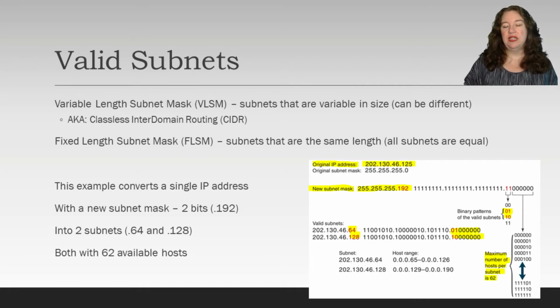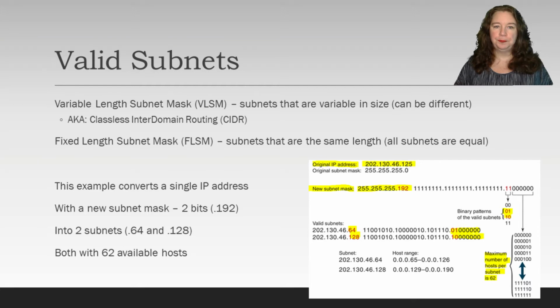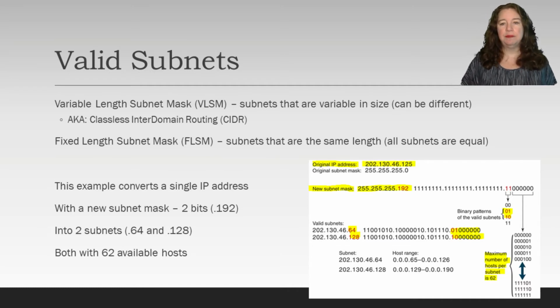The example that I've given here out of the book, so you can follow along in the book, converts a single IP address into 2 new subnets. In this situation, we started with 202.130.46.125. That was our base IP address. We had 255.255.255.0 as our subnet mask, which means it was a base class C. It was just your standard class C IP address. Okay, we want to take that IP address and subnet it down into 2 fixed length IP addresses.